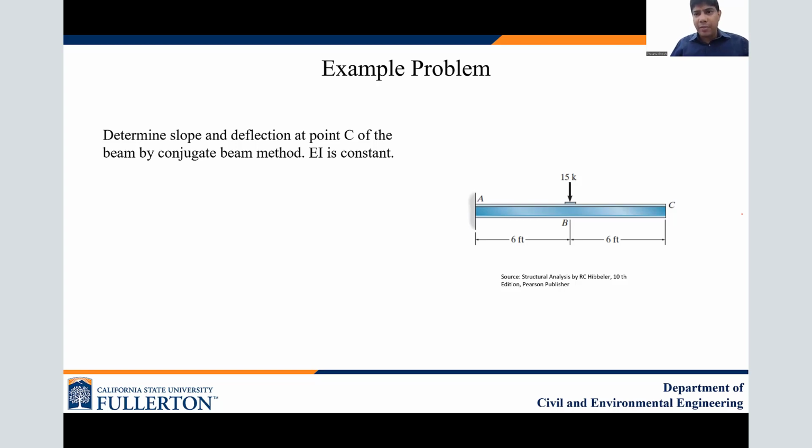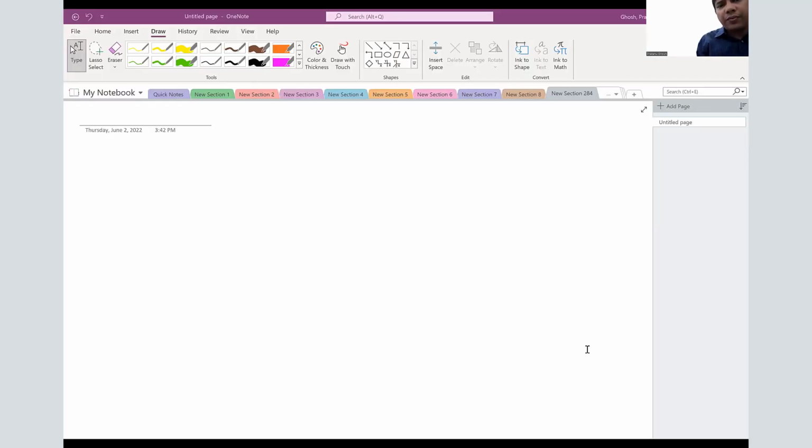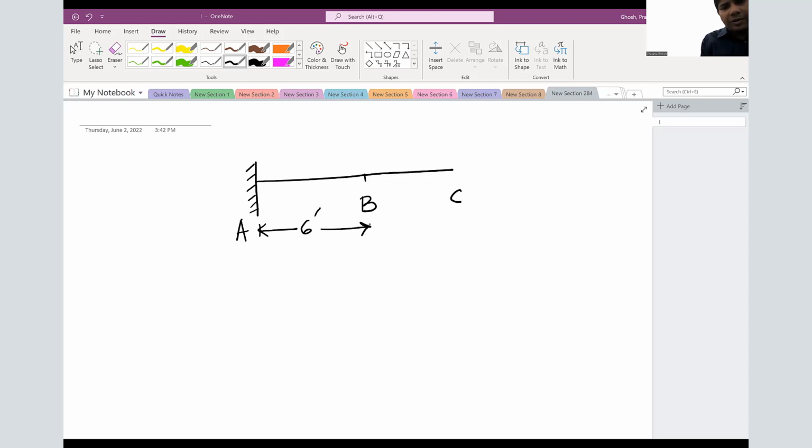So we are going to solve the problem in Microsoft OneNote. So I'm going to close this window and then we're going to open up Microsoft OneNote. Our aim is to find out slope and deflection by using conjugate beam method. So here is your beam, cantilever beam, A, B, and C. C is the free end. A to B is 6 feet and B to C is also 6 feet. And we are having only one concentrated load, 15 kips acting at point B. It is mentioned EI is constant.